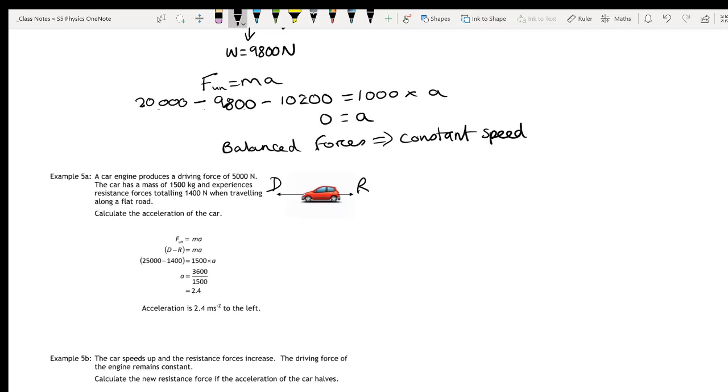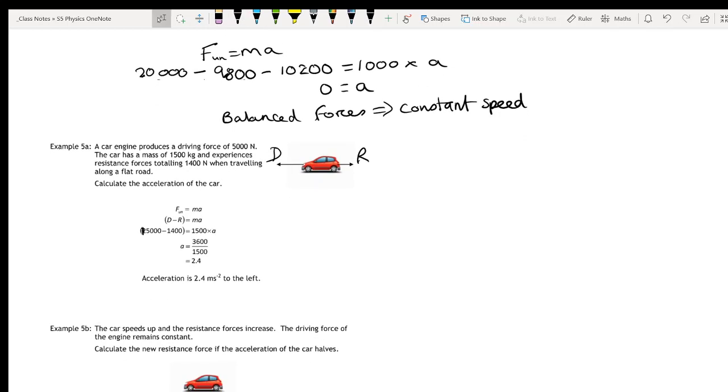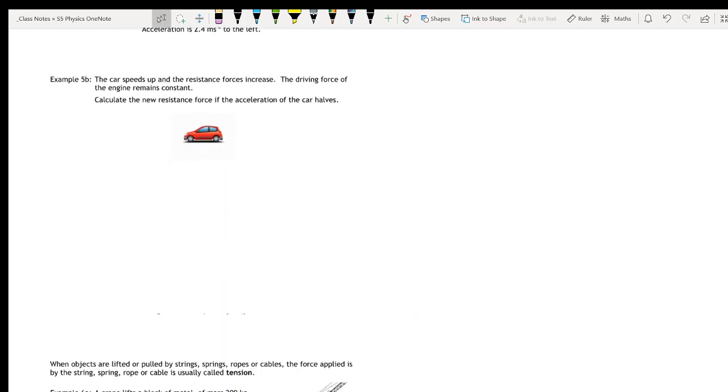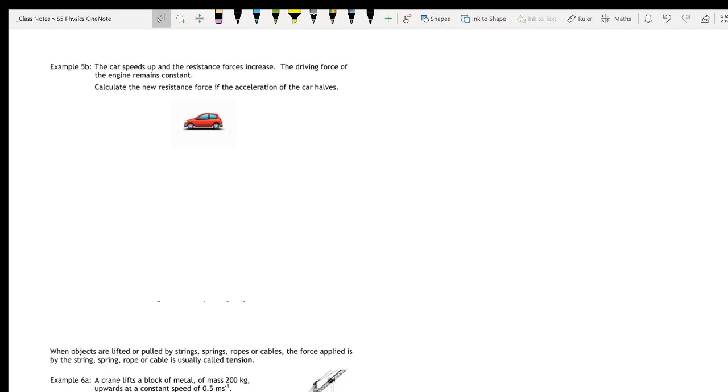So that should not be 25,000, it's just 5,000, take away 1,400 is 1,500, the mass, times the acceleration. Yeah, that's the sum correct. So 3,600 divided by 1,500, which is 2.4 meters per second squared to the left, in the direction of this force. So B, the car speeds up and the resistance forces increase. The driving force of the engine remains constant. Calculate the new resistance force.